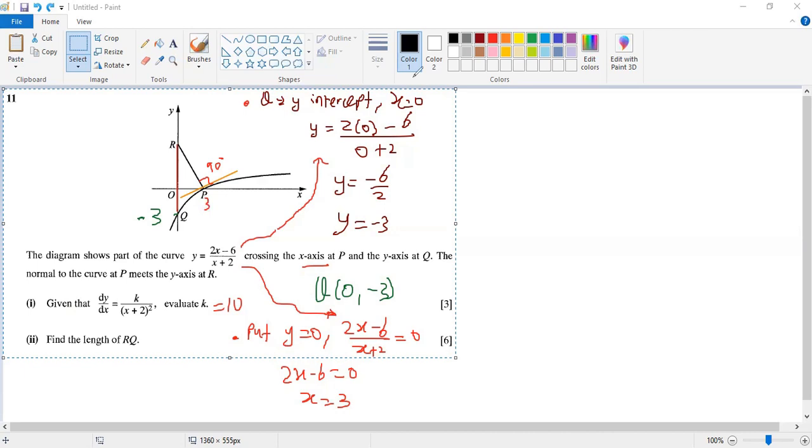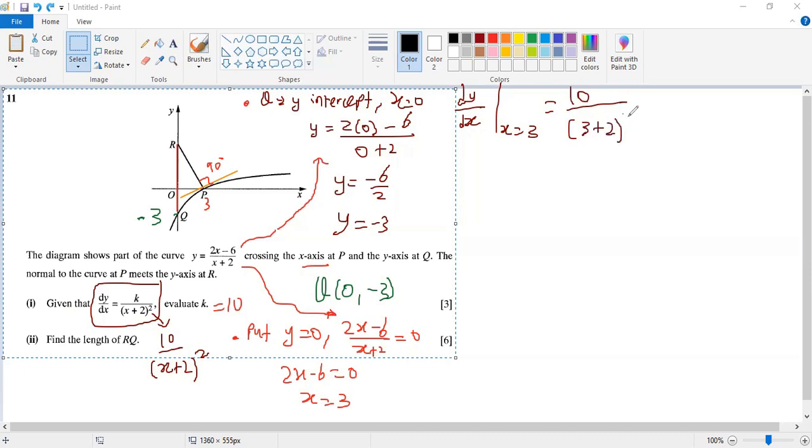So the x value is 3. What's the use of this x value? When we evaluate dy/dx at x equals 3, what happens? Remember the 10 over this expression? It is 10 over (x + 2) whole squared. So 10 over, replace the x with 3, (3 + 2) whole squared, which is 25. Divided by 5 is 2, divided by 5 is 5. So 2 over 5 is the gradient of the tangent.